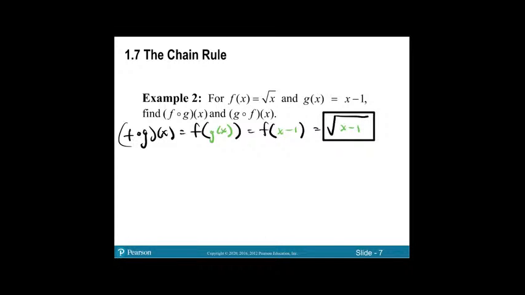Then the second one is g compose f of x. That's going to be g compose f of x. Guess we're channeling our AKA energy today, pink and green.